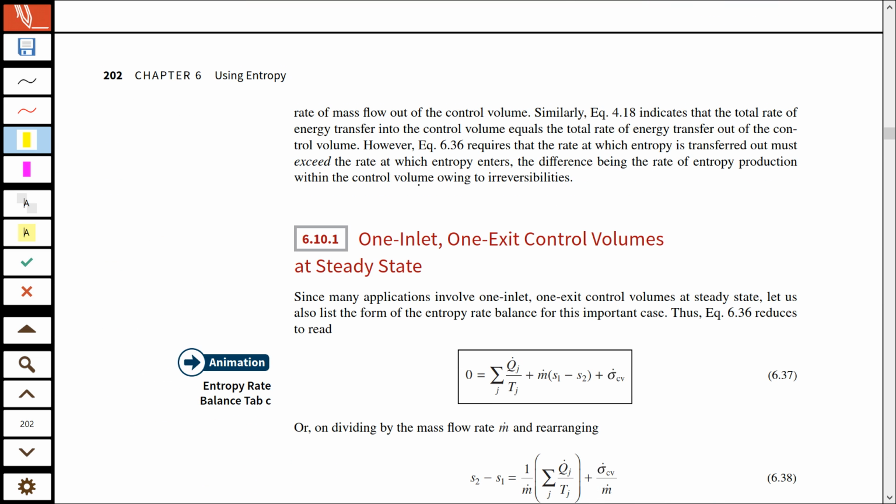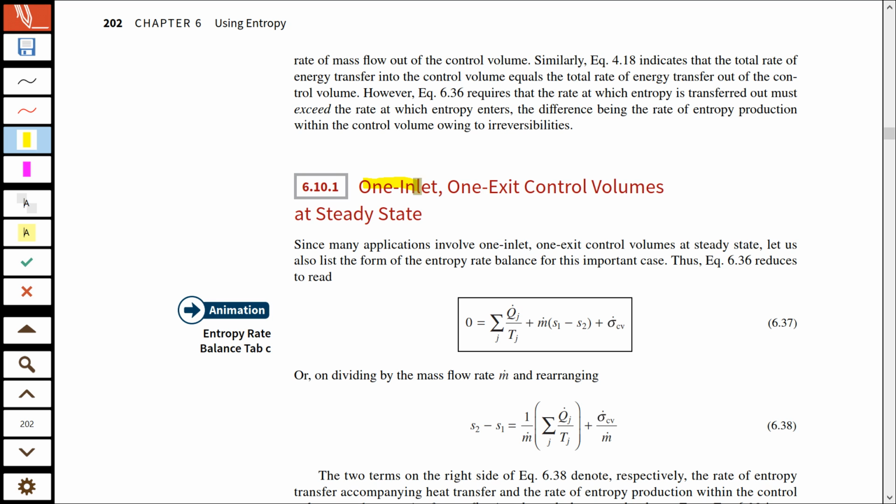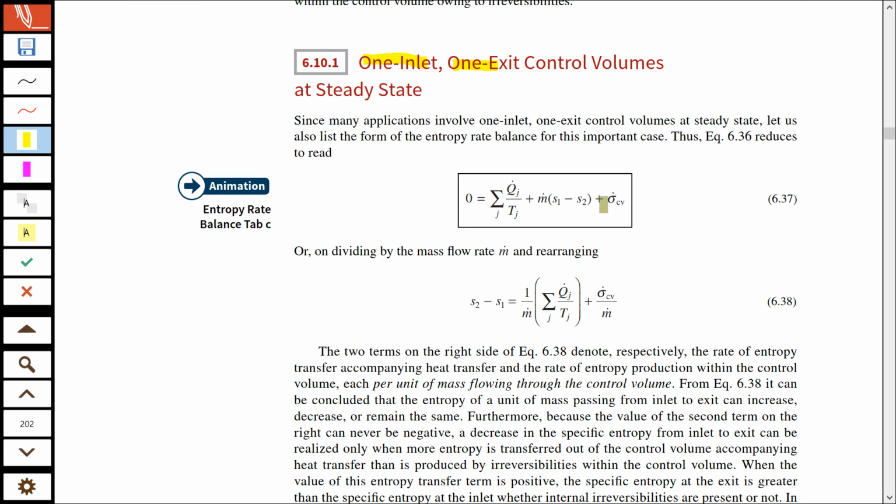So that's also, and if you want to rewrite, I mean, have a simple form for one inlet, one exit, it will be much simpler. You see, instead of that summation, you will just have one S for inlet, one S for outlet. So S1 is for inlet, S2 is for outlet. It's that simplified equation.